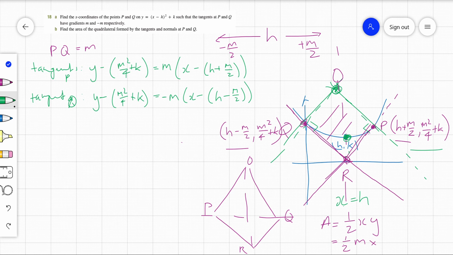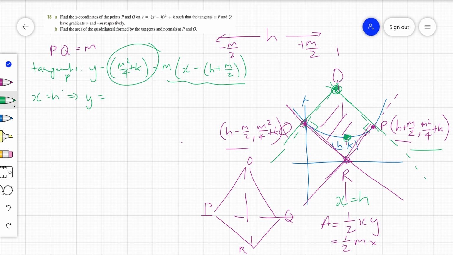We could just really use one tangent. We don't really need both tangents. Let's use that one tangent and look at what happens when x equals h, because I know that is where they intersect. And we really just want to find the y value. So when I put x equals h in, what do I get? I get y equals, I'm going to do this side first, and then I'm going to put this on the other side. So I've got m. Now if I put h in here, I'm going to get h, take away m on 2, and then add this bit to the other side. I'm going to get m squared on 4 plus k when I add that there.